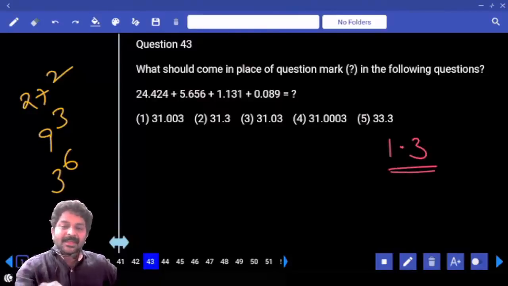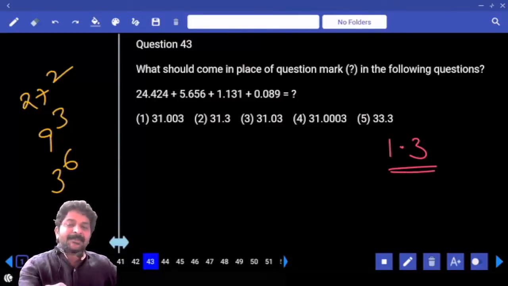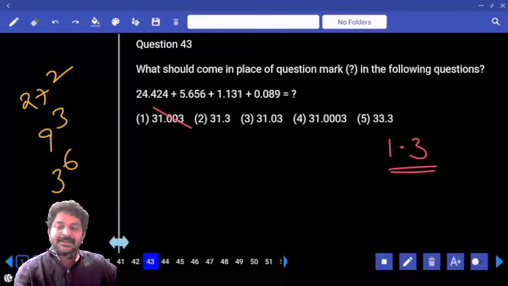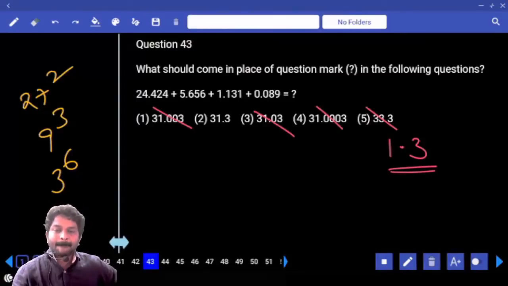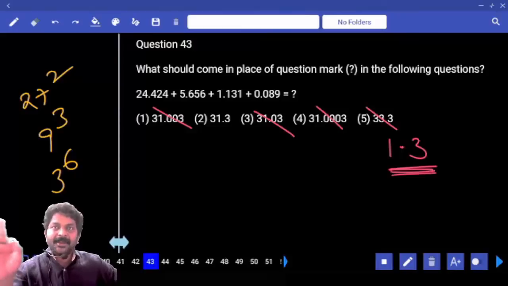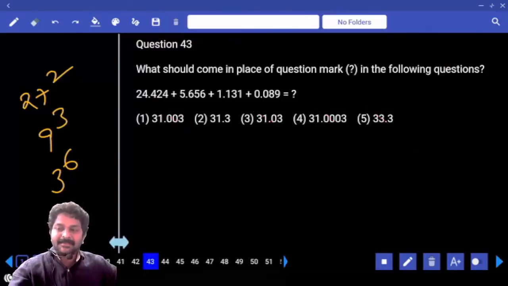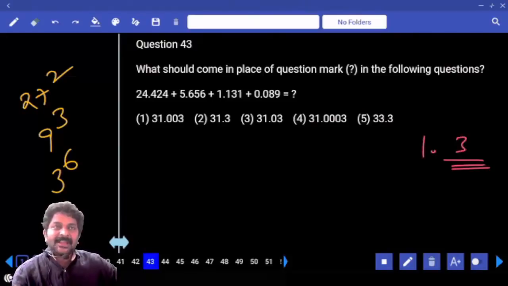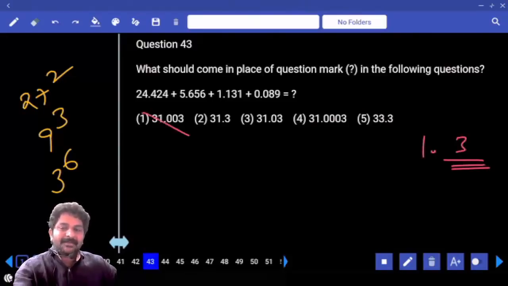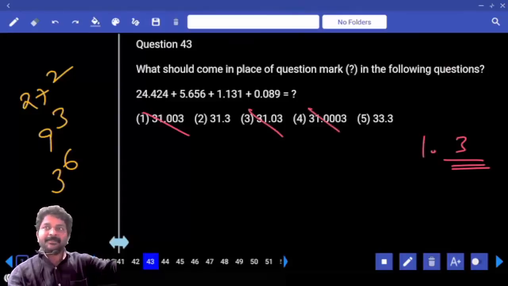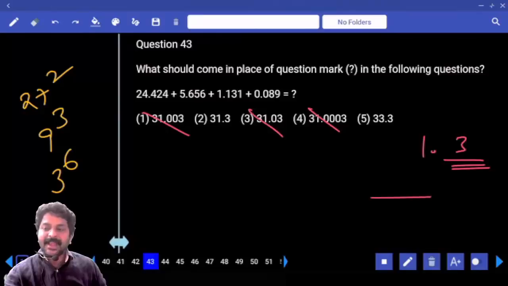Yes? Okay. So answer. Can it be the first option? Can it be the second option? Third? Fourth? Fifth? That's all. 1.3 means the answer must end with 0.3. We haven't completed the number before the decimal, but it is very sure the answer must end with 0.3. First cannot be your answer, third cannot, fourth cannot. Second and fifth both are possible because to this we need to add the integer also.